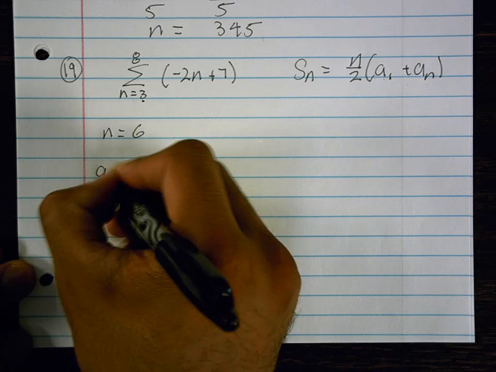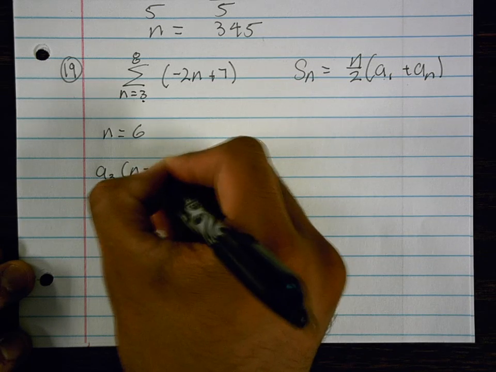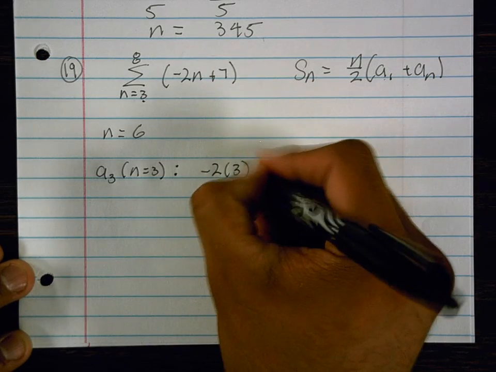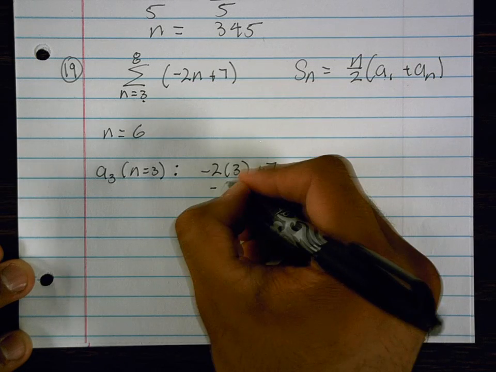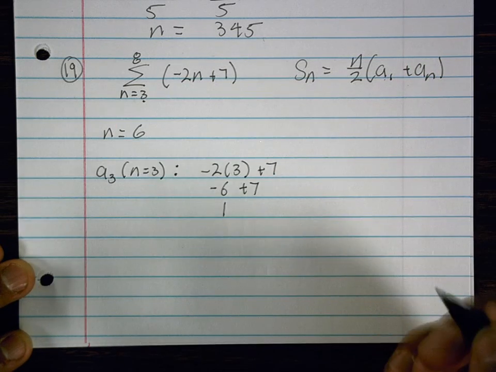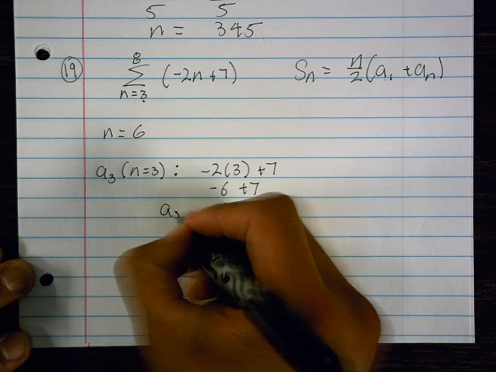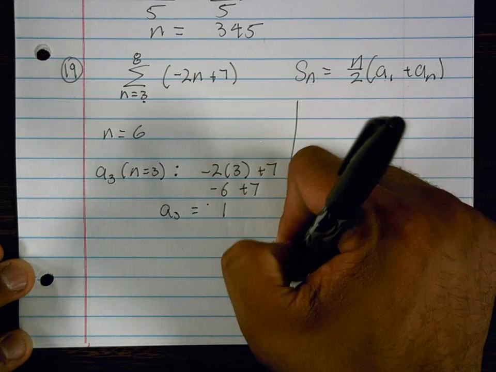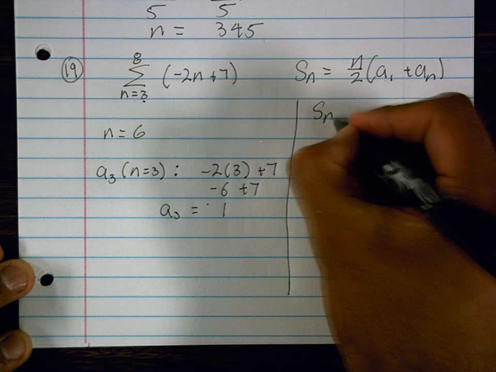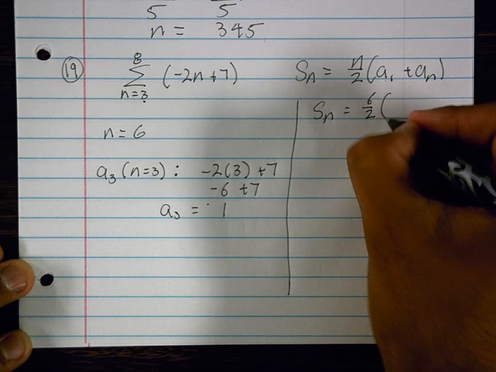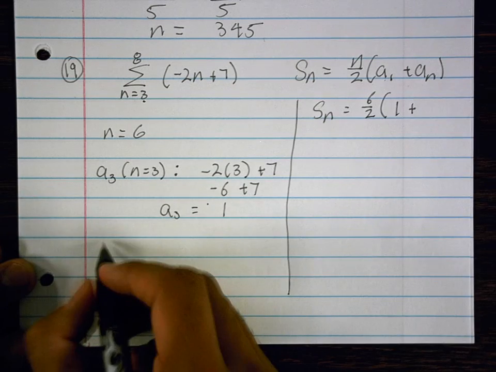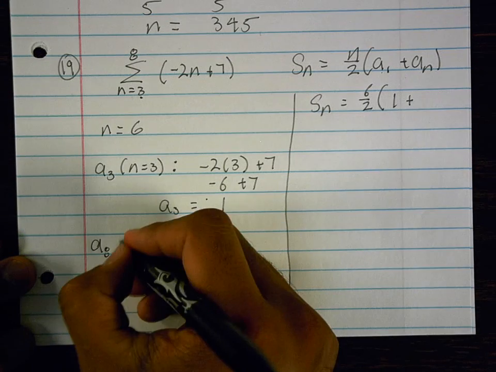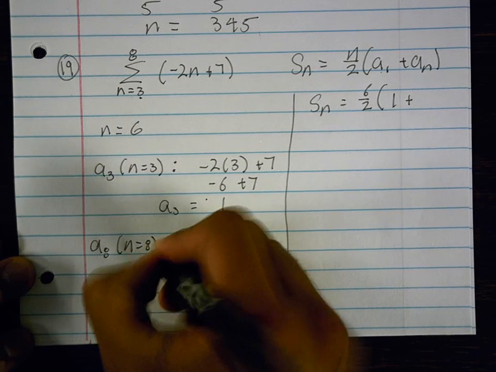And we got to find what is a sub 3, and that's when n equals 3, right? And so that's going to be negative 2 times 3 plus 7, gives us negative 6 plus 7, gives us 1. So a sub 3 equals 1. So now I'm going to kind of separate this here and start filling in my formula. S sub n equals 6 over 2 times 1 plus, and let's find the last one, which is a sub 8. And that is when the n equals 8.